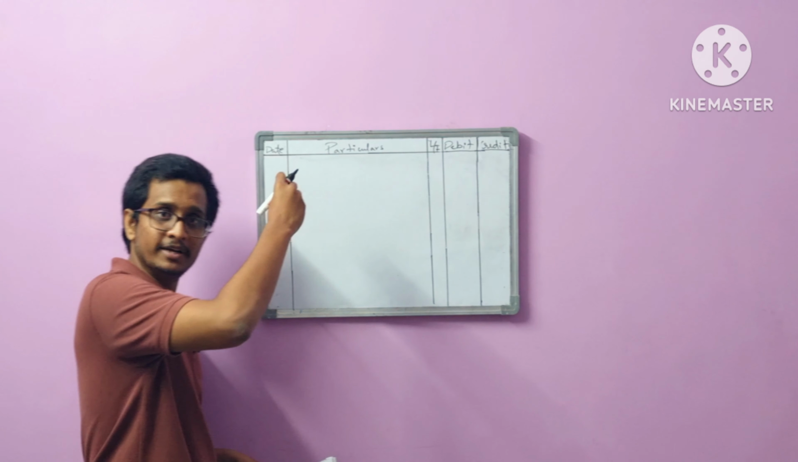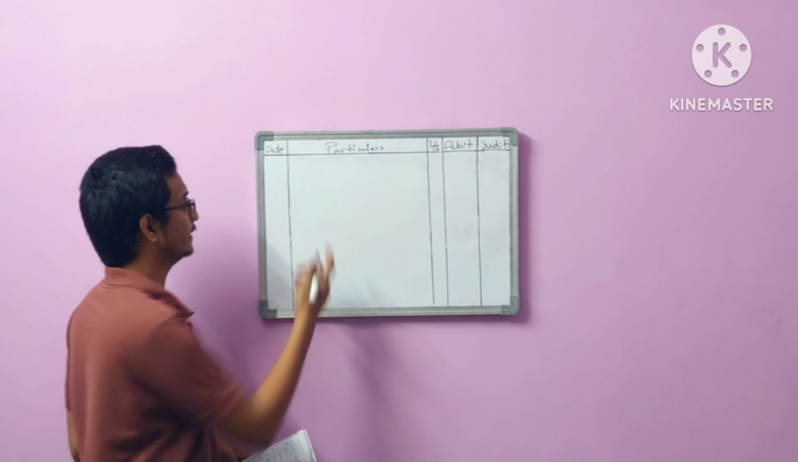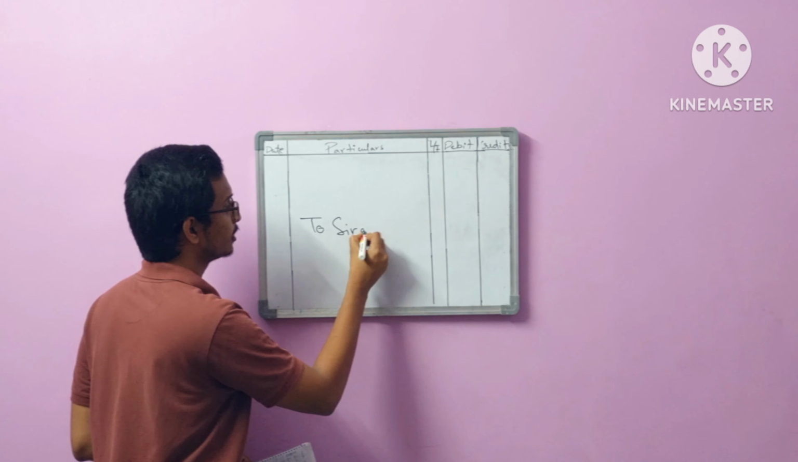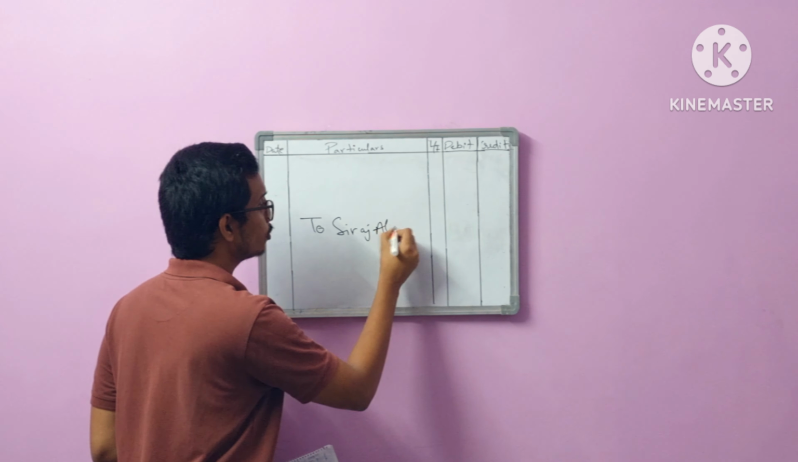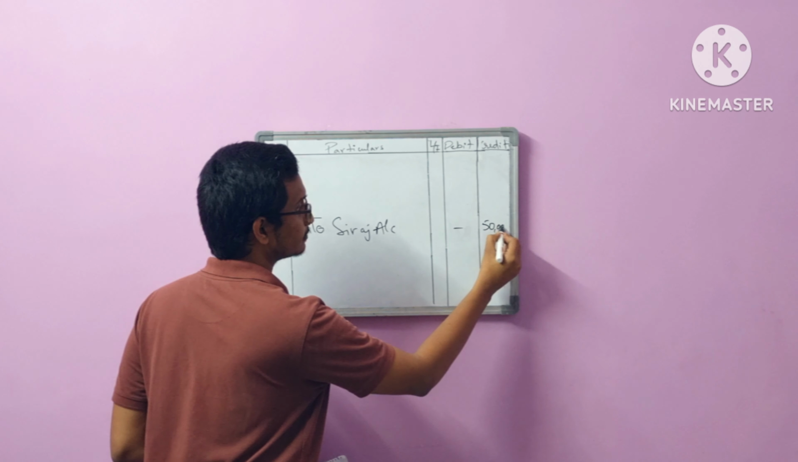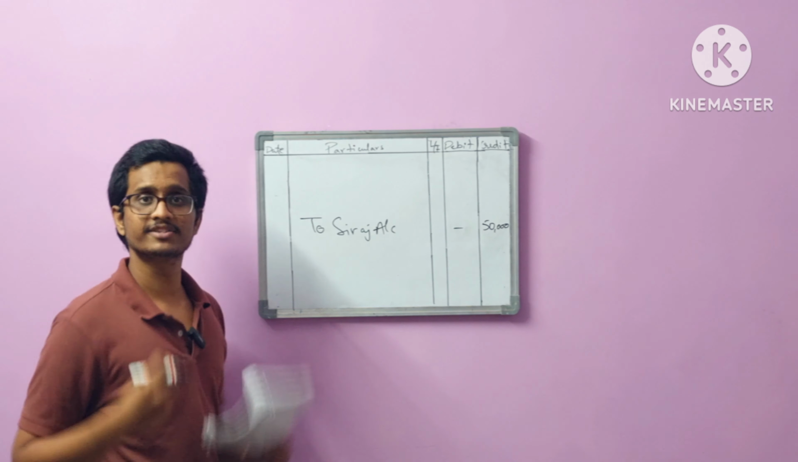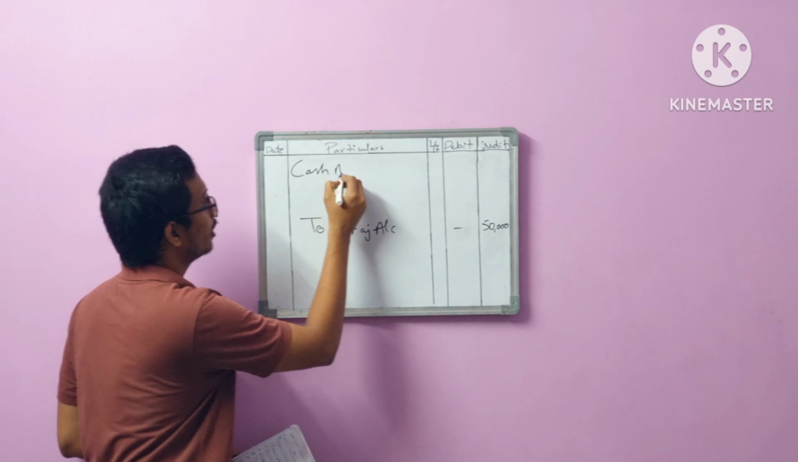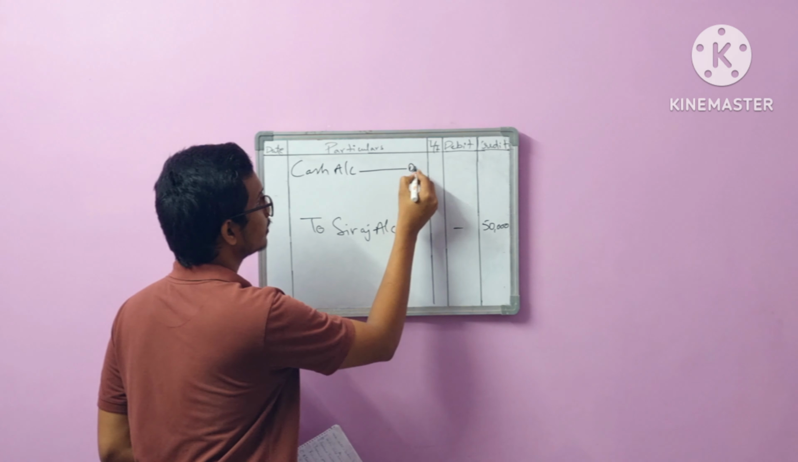Previously we have debited it. Now we need to credit it. So we need to write on the credit side to Siraj. Since we have to close his full account, we have to write here 50,000. Now what have we received? Cash we have received. So I'll write cash account. But how much have we received?